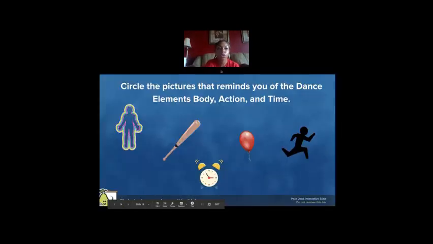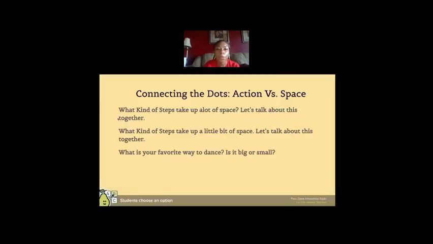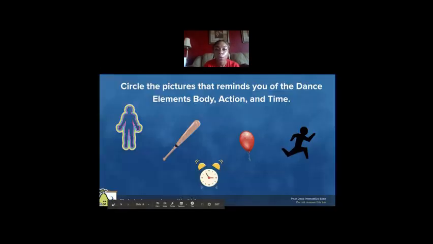So circle the pictures that remind you of dance elements, the body, action, and time. So I see a body, so I would circle that one. Let's go back. So I see a clock, an alarm clock. I would circle that one for time. And for action, I would circle this one.